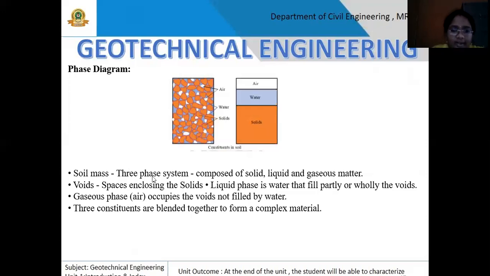So soil mass is a three-phase system and composed of liquid, solid, and gaseous matters. So voids, that is space enclosing the solids, liquid phase is water that fills partly or wholly. So voids are not soil particles. The gap between the soil particles is called voids, and these voids are either filled by water or air also.